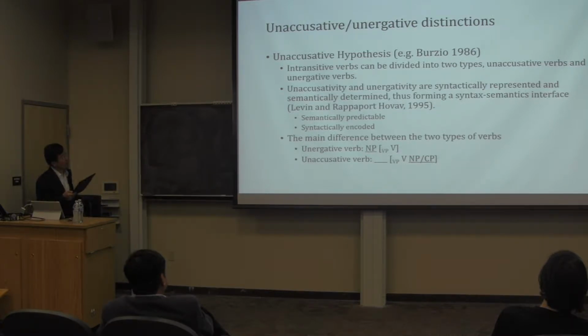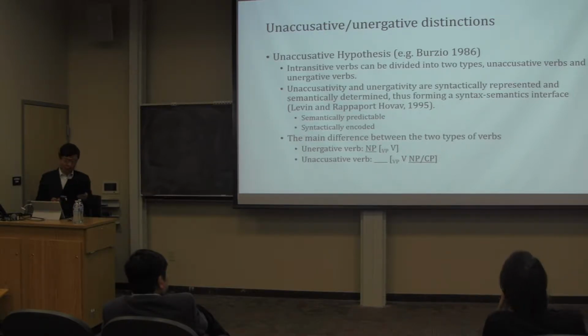According to the unaccusative hypothesis, intransitive verbs can be divided into two types, unaccusative verbs and ergative verbs. Unaccusativity and ergativity are syntactically represented and semantically determined. On the one hand, they are semantically predictable. On the other hand, they are syntactically encoded. In other words, they form a syntax-semantics interface.